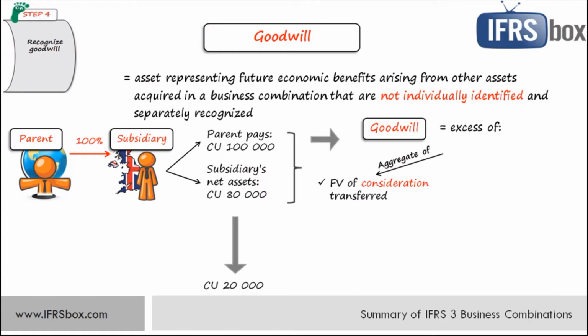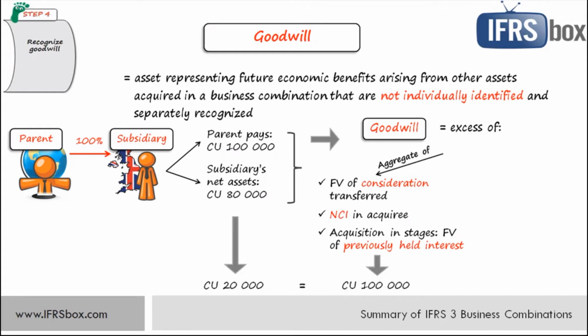Then the amount of any non-controlling interest in the acquiree measured in accordance with this standard. And finally, if a business combination was achieved in stages, we need to add the acquisition date fair value of the acquirer's previously held equity interest in the acquiree. In our small example, the aggregate is 100,000 currency units.